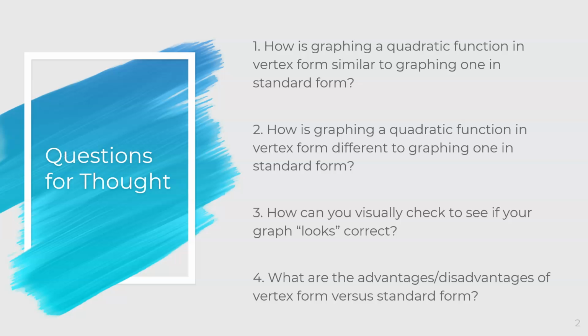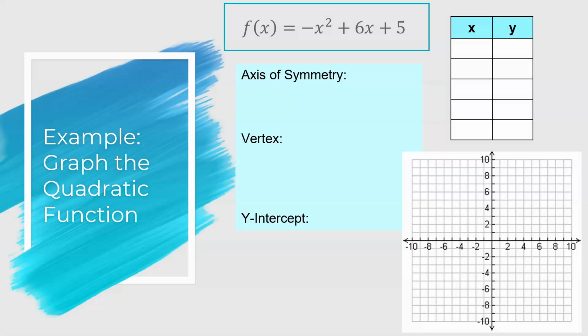So we're going to spend more of our time talking about how we graph in standard form. The good news is this reviews everything we did last class as well. Because as soon as I'm given standard form, f of x equals negative x squared plus 6x plus 5, I am going to first find the axis of symmetry, the vertex, and y-intercept, which is what we did before.